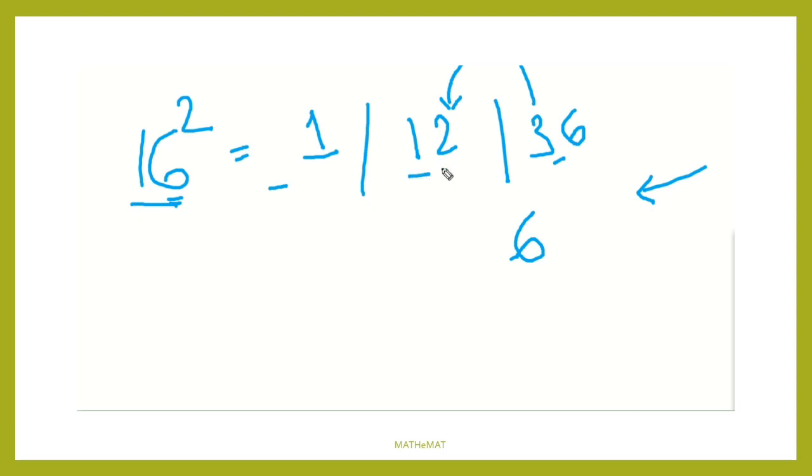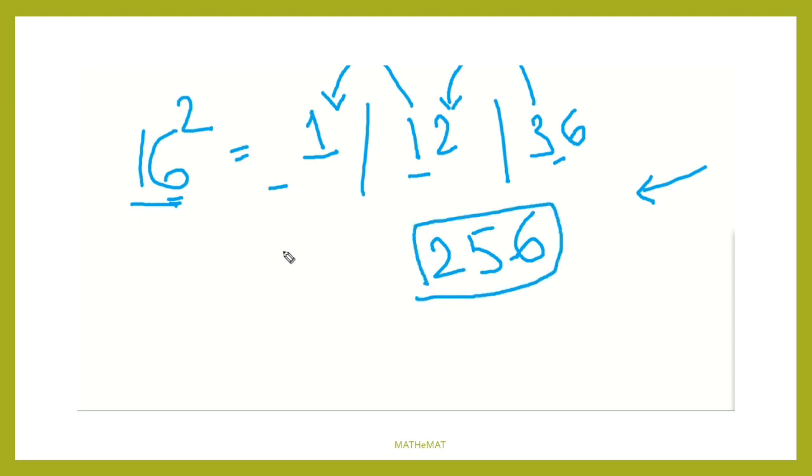Here is the number 12 and 3 is taken as carry. So 12 plus 3 is 15. And for 15, you just write the unit digit 5 and 1 as a carry. So 1 comes to the last place here. This is 1. 1 plus 1 is 2. So my answer is 256.